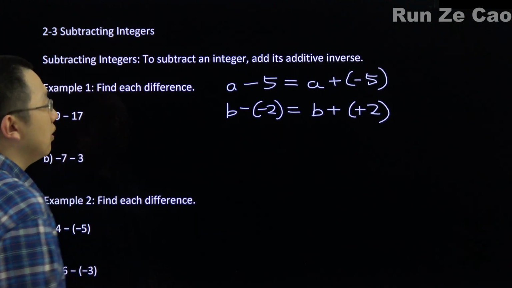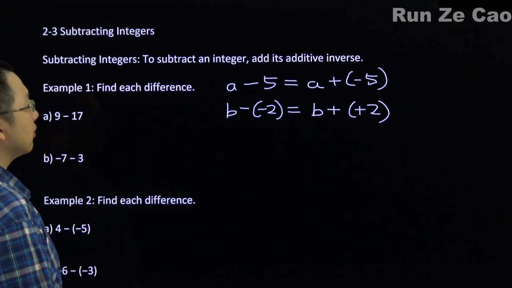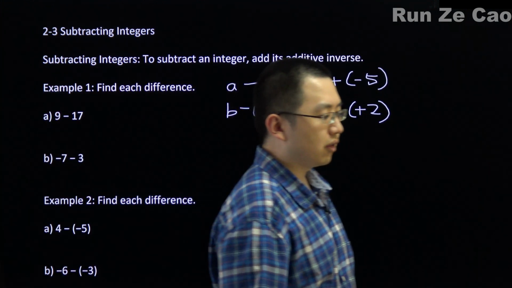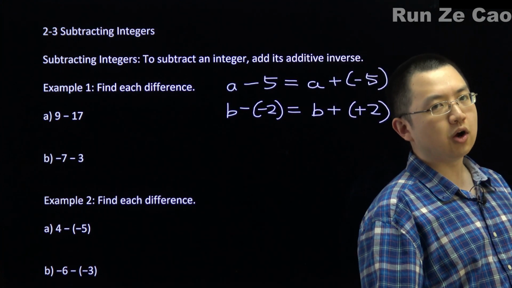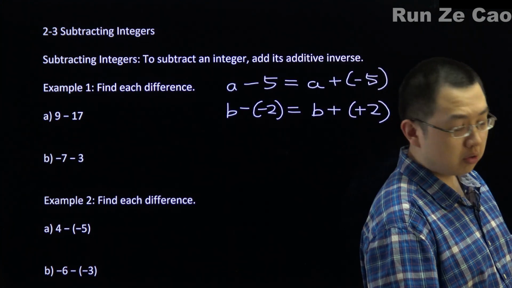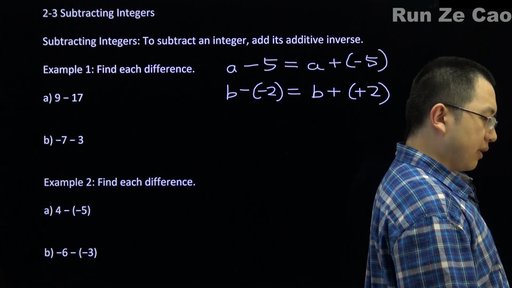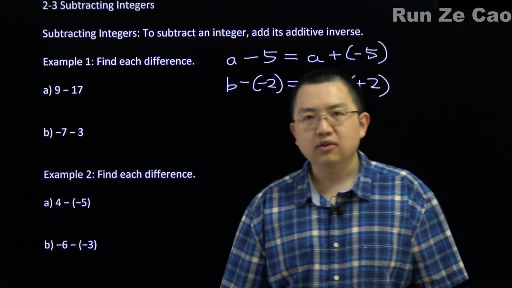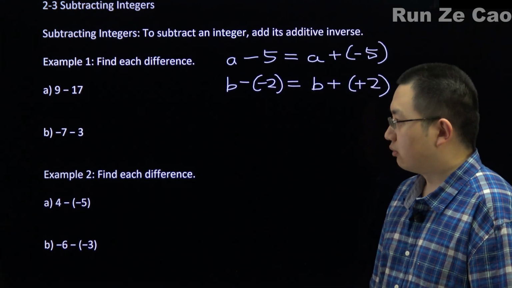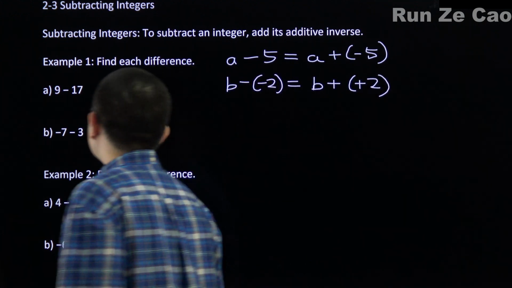My God. Why do we have to do this for the North American curriculum? It's so that we know what an additive inverse is. It's something that adds to the original number to equal 0. In other words, you flip the sign.